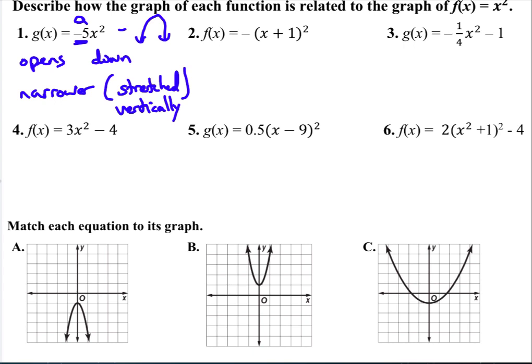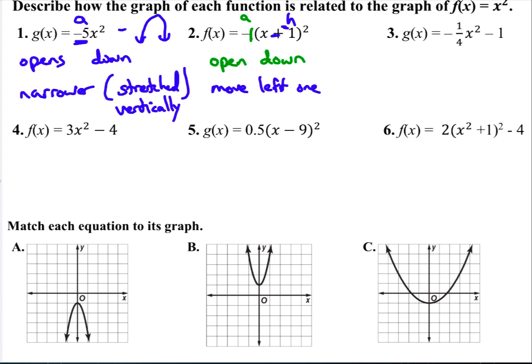Next one, there's two things going on. I've got the negative 1 as my a value, so that means it's going to open down. It's going to be upside down. And then my h value is a negative 1, so it's going to move left 1.